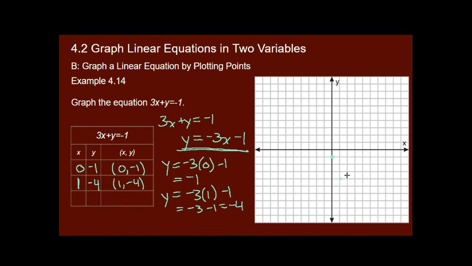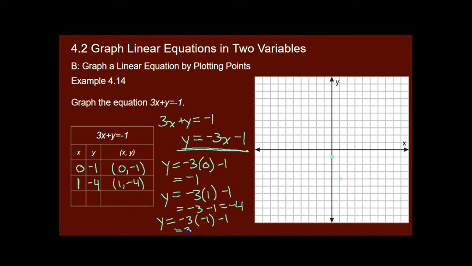Okay. Now we've been putting zeros and positive numbers in for x. What happens if we put a negative number? Let's see what happens there. Y is equal to -3 times -1 minus 1. Okay, -3 times -1, right? A negative times a negative is a positive.